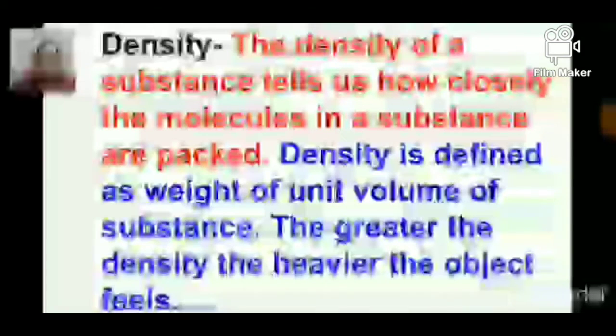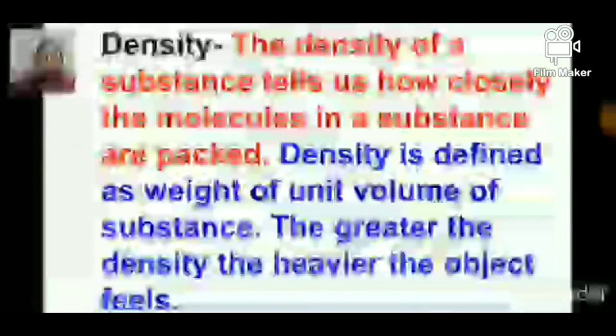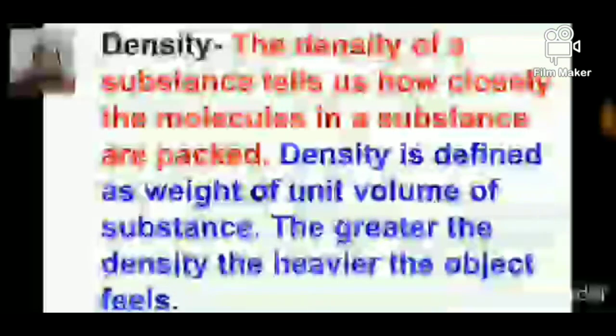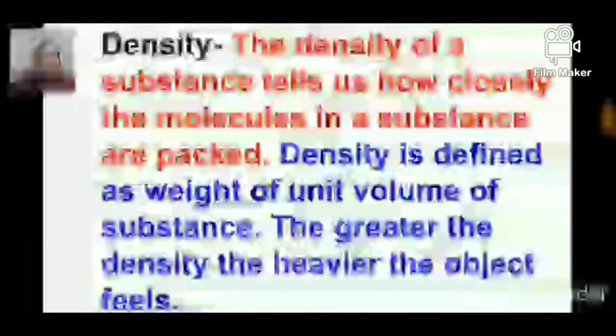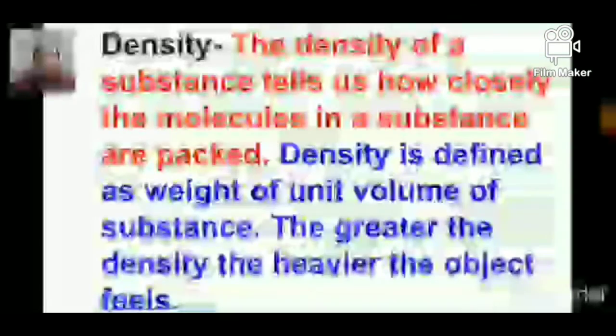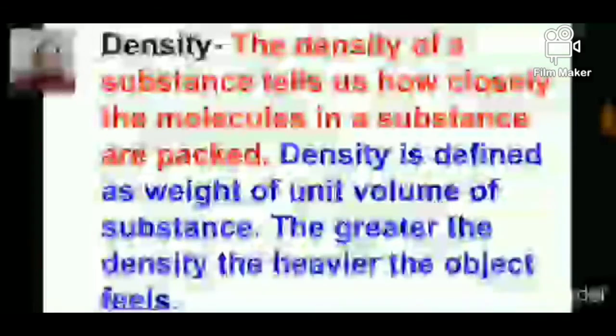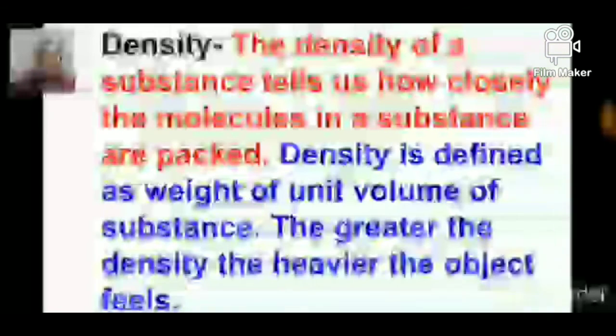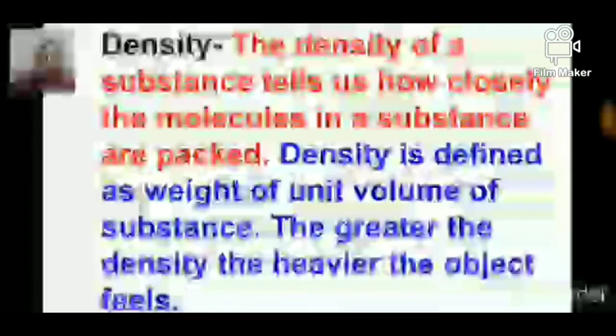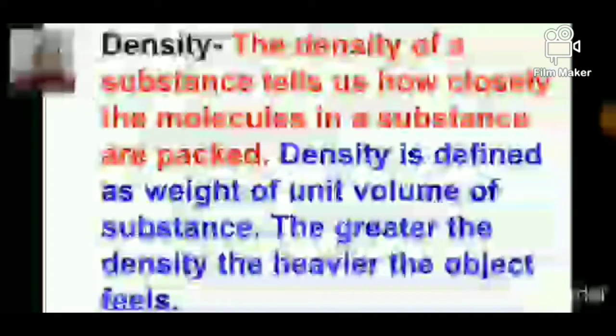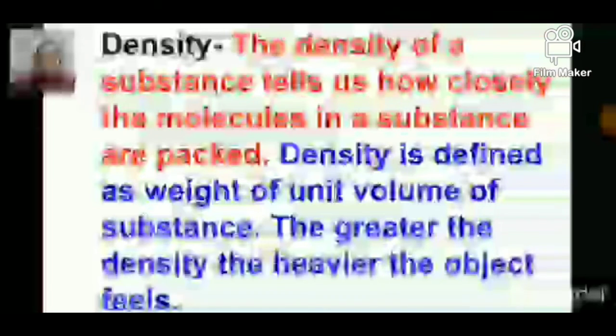The density of a substance tells us how closely the molecules of the substance are packed. And what is density? Density is defined as weight of unit volume of a substance. Repeat with me. What is density? Density is defined as weight of unit volume of a substance. The formula for density is equal to weight upon volume. We are going to discuss in detail in the next session. This is the formula for density.